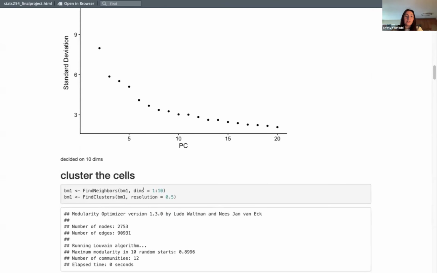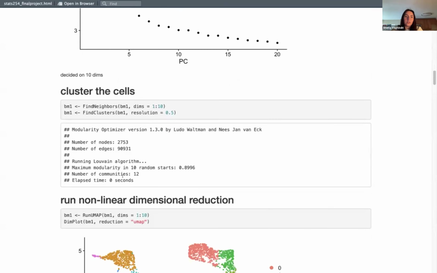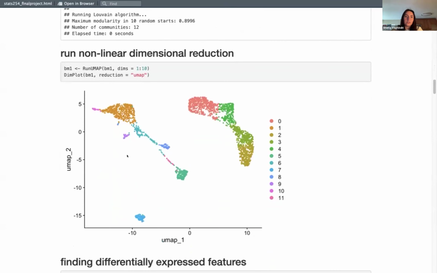So then I clustered the cells, again using 10 dimensions. And these are my clusters. They don't look the best. I have to go back definitely and mess around with them some more, but I feel like for the most part, it was able to do a decent job.